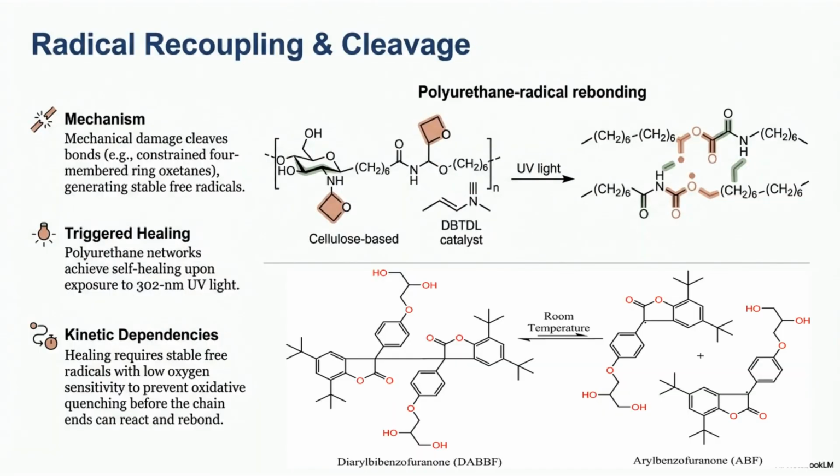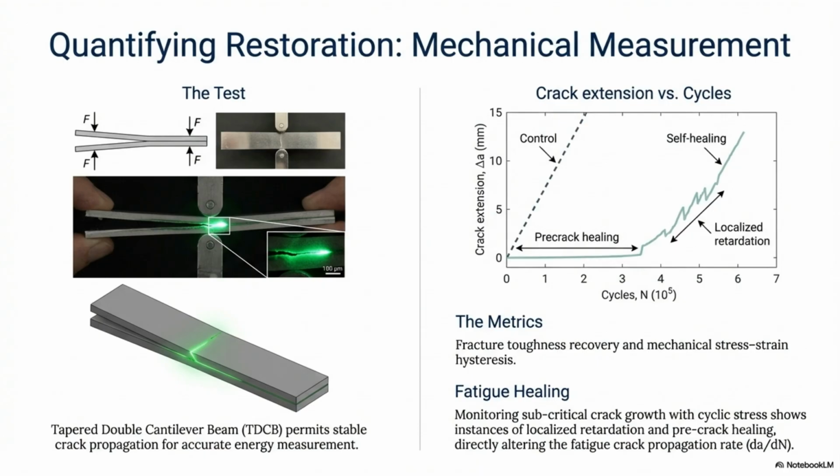Intrinsic chemical healing utilizes dynamic covalent kinetics, such as the reversible Diels-Alder reaction. An engineering trick uses an off-stoichiometric design to maximize reactive encounters at the fracture surface, enabling complete structural recovery within hours at room temperature. Radical recoupling and cleavage is another intrinsic chemical healing method.